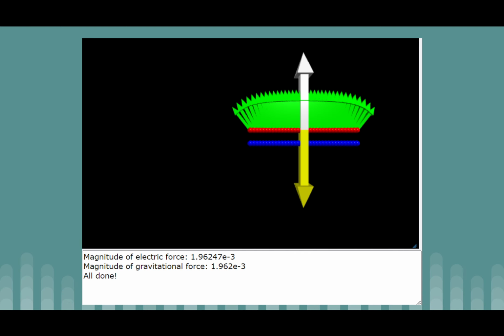Here again is the model. Again, the green is the dQ field, the white is the net field, and the yellow is the net gravitational field. And again, the forces are virtually the same.